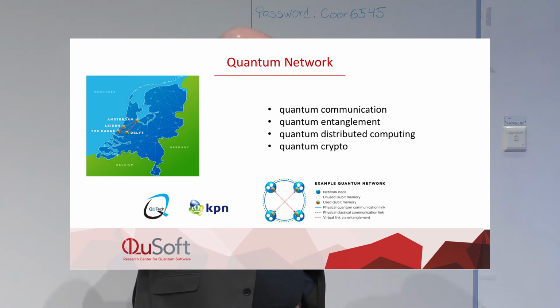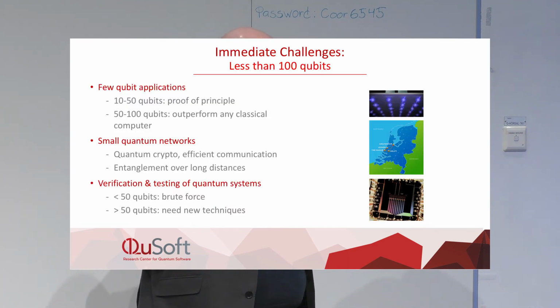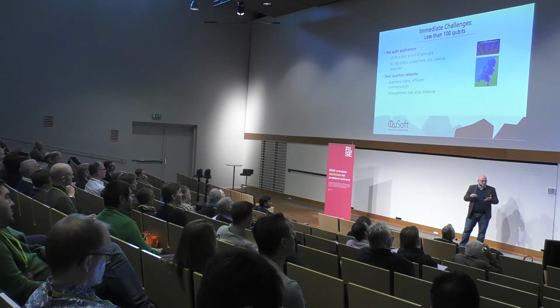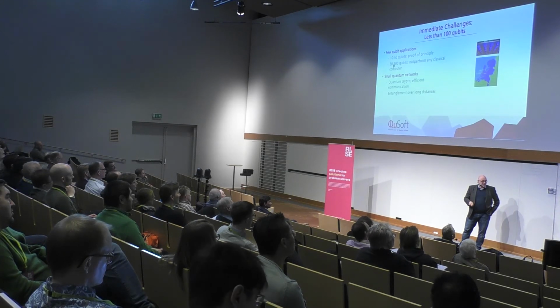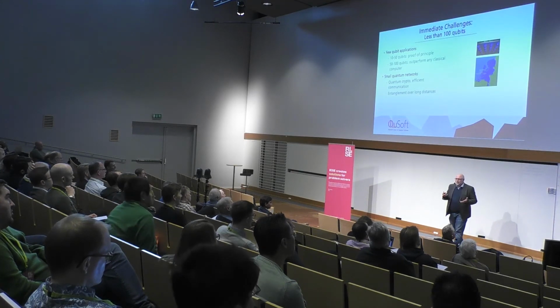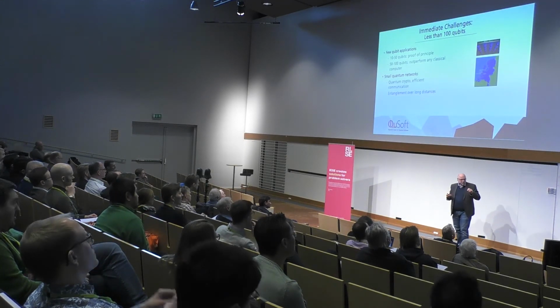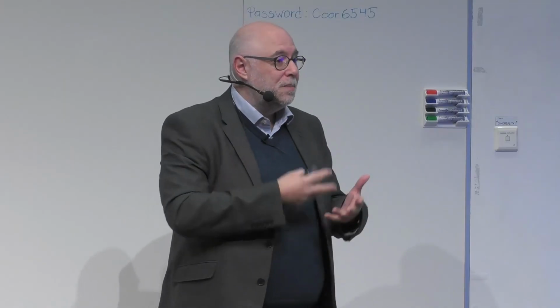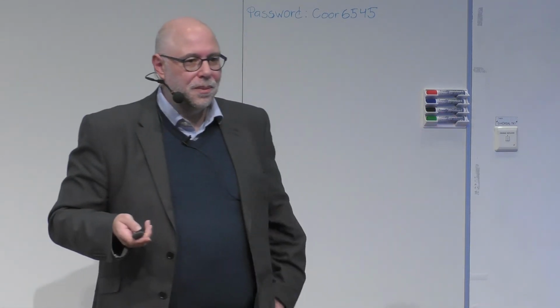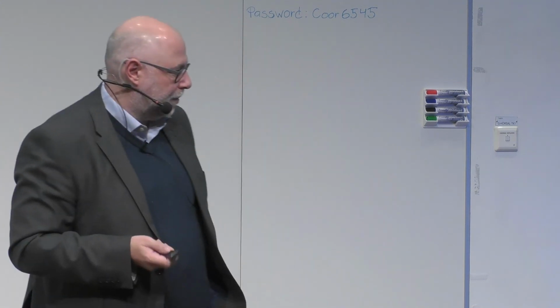Let me finish up by saying what the challenges are that we're facing. The first challenge is, what can you do with these small qubit systems? From 10 to 50 qubits, it's just proof of principle, but between 50 and 100 qubits, there actually is a possibility that you outperform any classical computer. And this goes by the name of quantum supremacy. This would be the first experiment that shows that you have computed something, maybe not interesting, but something, on a small quantum device that you could not compute before.